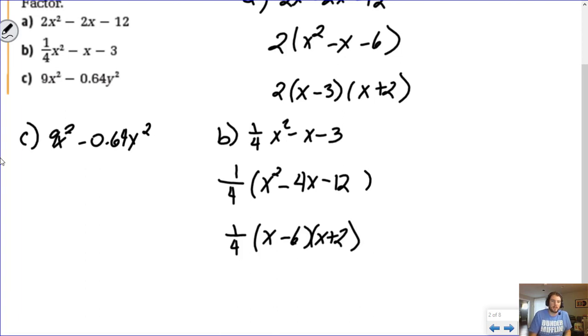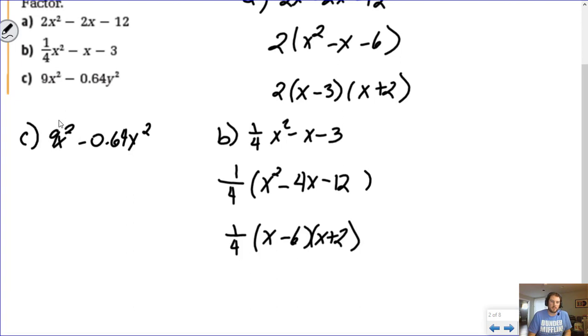All right, and then finally, part C, 9x squared minus 0.64y squared. Now this one's a little different. You'll notice there are x squareds and y squareds. And again, I'm not asking you to find an answer, but what I do want you to do is just to factor this thing. So how do we factor this thing? We have to recognize what type of factoring to use. With the previous two questions, we could do greatest common factor, then we can factor by inspection. But with this one, what we have to recognize it as is a difference of squares.